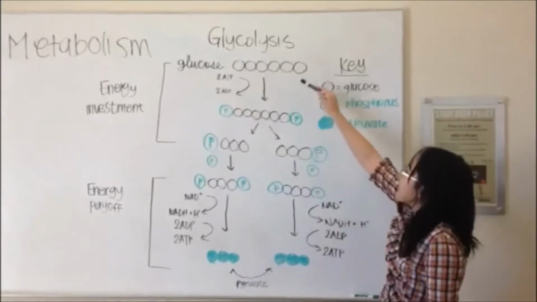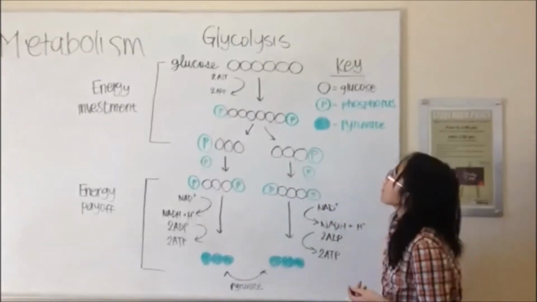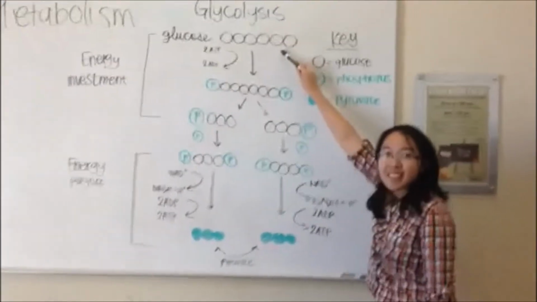So first, with glycolysis, you start with 1 glucose molecule with 6 carbons.